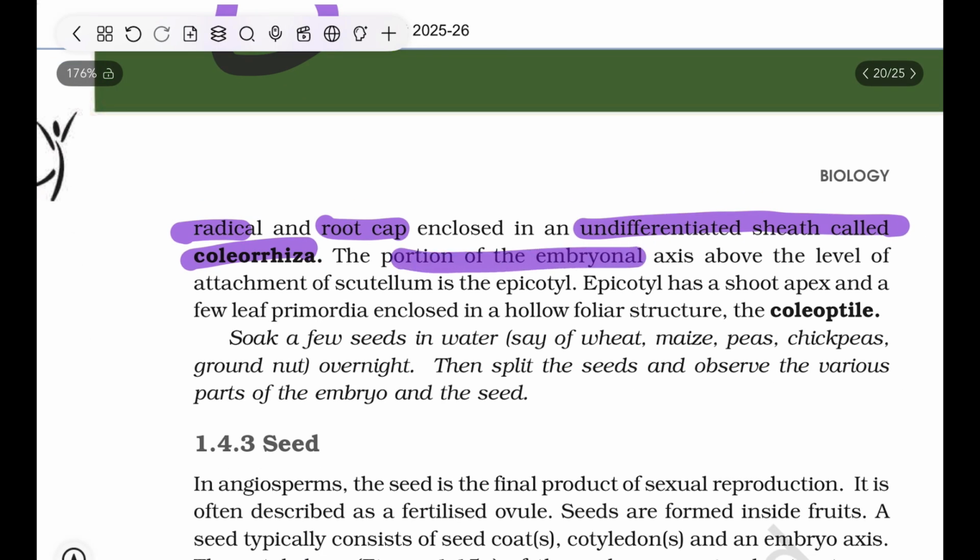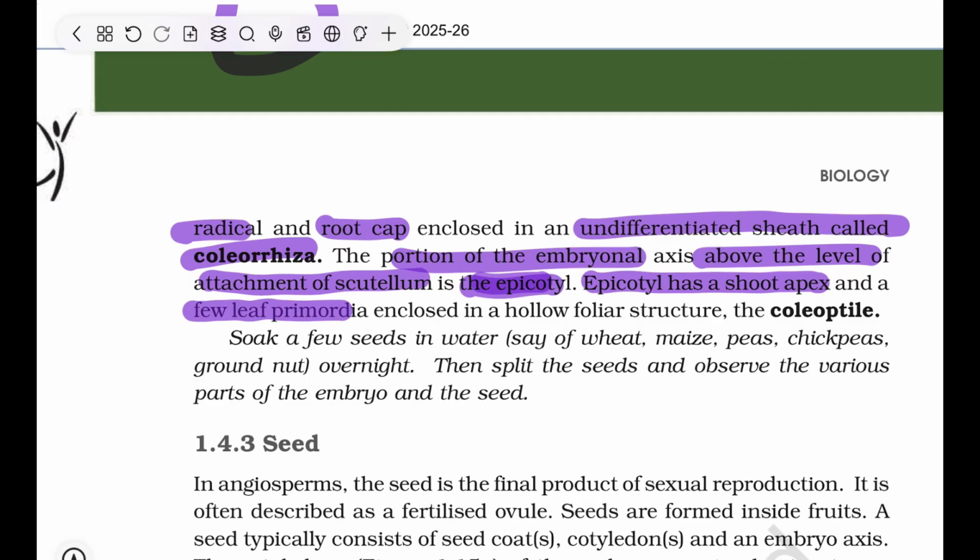The portion of the embryonic axis above the level of attachment of the scutellum is the epicotyl. The epicotyl has the shoot apex and leaf primordia. What are leaf primordia? Basically, it is a pre-formation stage before leaf formation, a precursor of the leaf. The epicotyl contains the shoot apex and leaf primordia, which are enclosed in a hollow foliar structure called the coleoptile. It is basically a sheath, just as the coleorhiza is for the root radicle, the coleoptile is for the plumule or epicotyl.